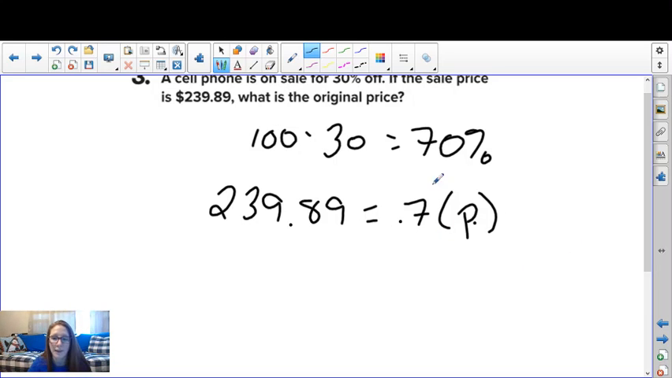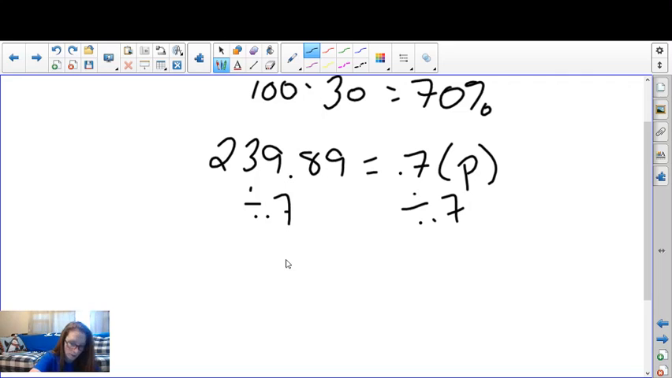So right now, right here with the P and the 0.7, that looks like 0.7P. I would end up multiplying, but since I can't do that multiplication, I undo multiplication with division. So I'm going to divide both sides by 0.7. And when I do that division, I get $293.57.